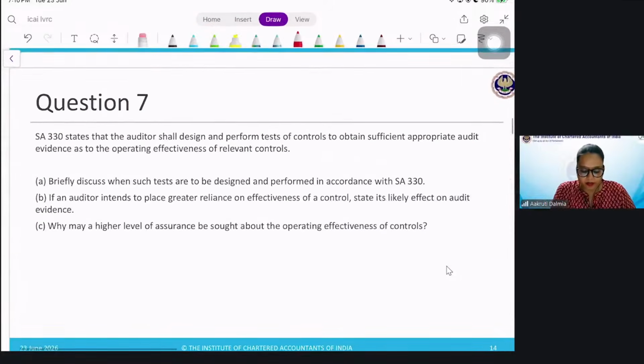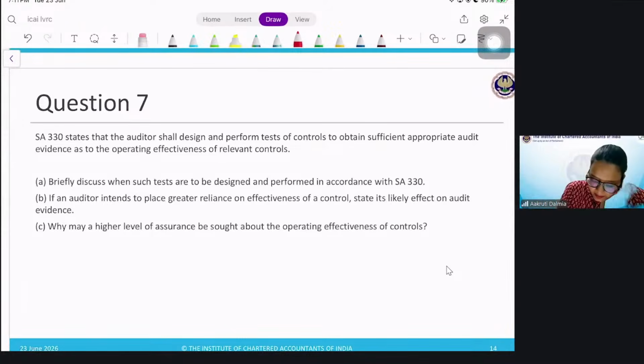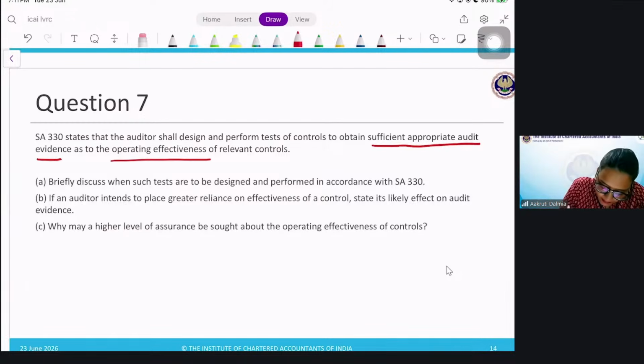SA 330 states that the auditor shall design and perform tests of control to obtain sufficient appropriate audit evidence as to the operating effectiveness of relevant controls. Briefly discuss when such tests are to be designed and performed in accordance with SA 330.